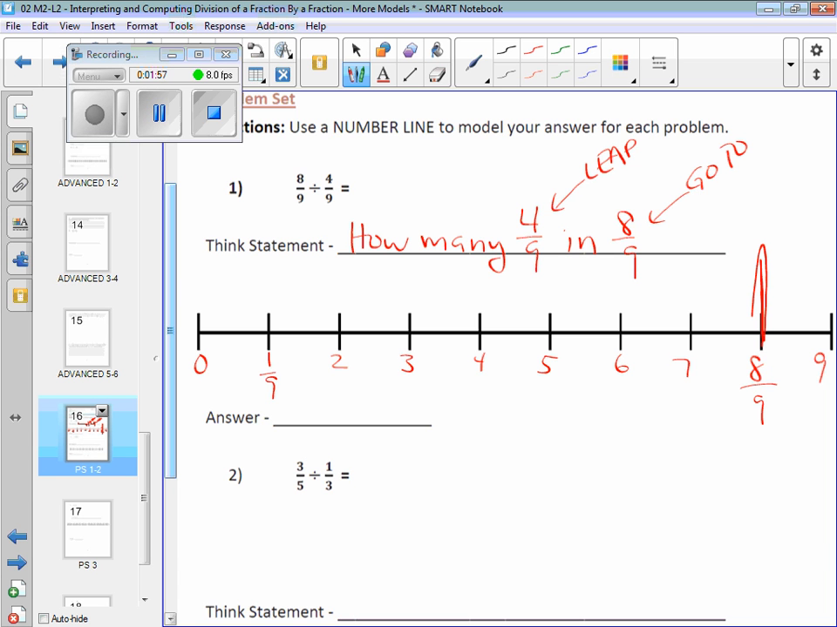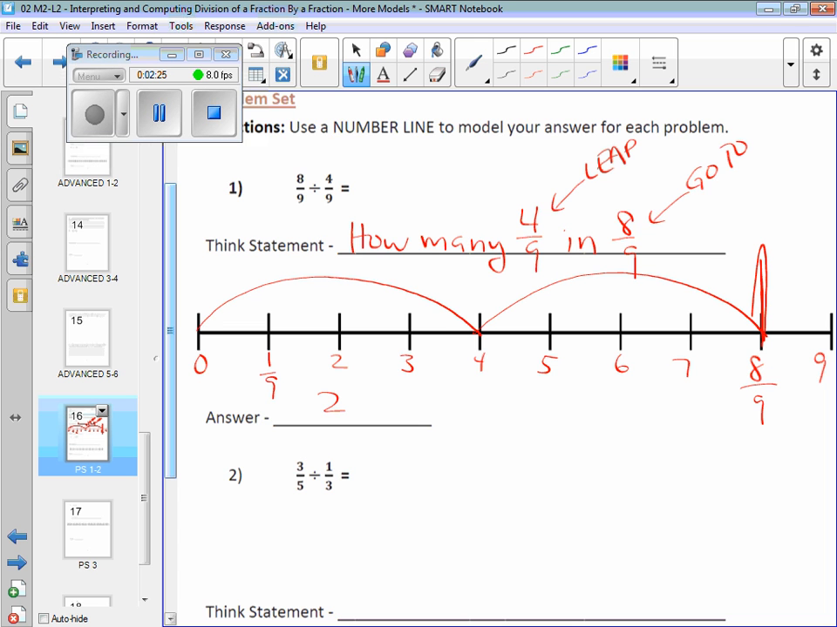So starting at 0, I leap in 4/9 leaps. I leap by 4s. That's one leap. Not 1/9 of a leap, one leap. Where's my second leap land me? Right where I need to go. It's 2 complete leaps, and that's our answer. Okay?